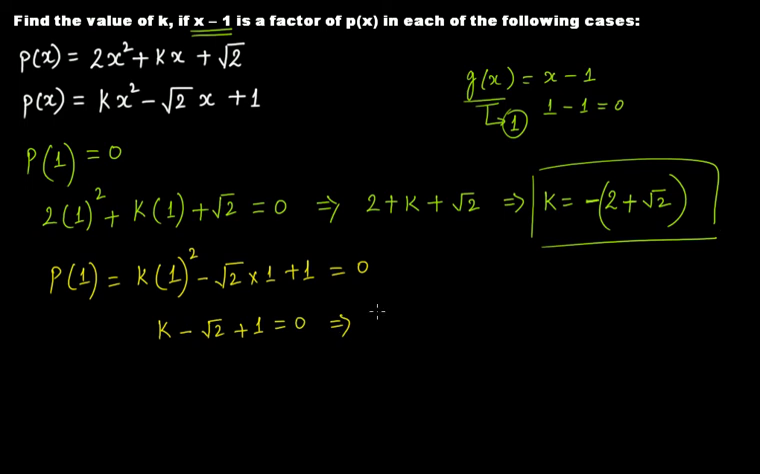From here you get k is equal to square root 2 minus 1. If you want to further simplify it, take the value of square root 2 and then subtract 1 from square root 2 and you'll get the result, right? So this is the way to calculate the value of k.